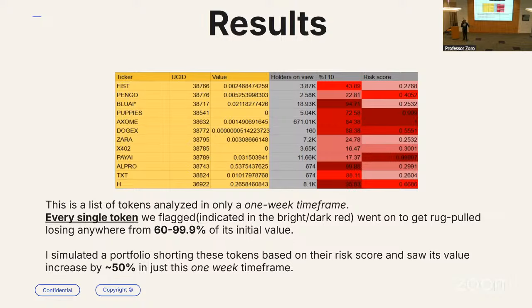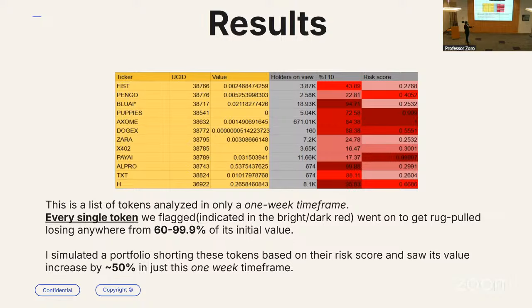But even based off of this alone, we were able to get fairly accurate results on which cryptos were going to fail and which were not. The cryptos that are marked in bright or dark red had an extremely high risk. To put this in perspective, anything above 0.3 is generally considered a pretty high risk. The ones in red and dark red are cryptos that we were almost certain were going to be rug pulls.